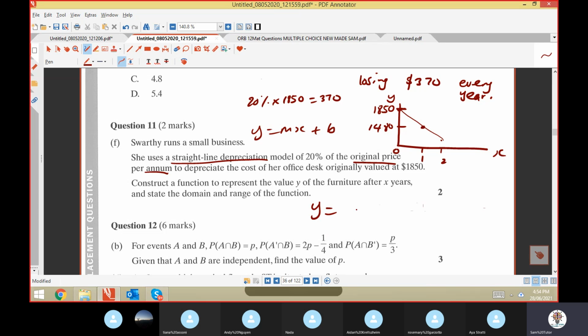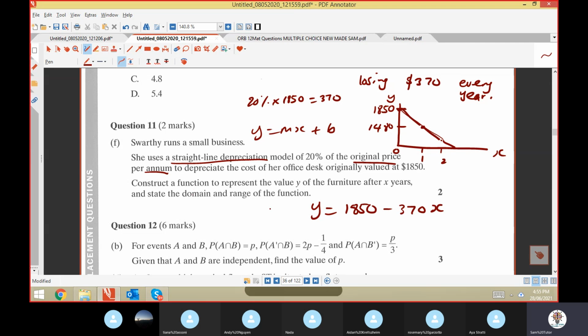So yeah, like I said, your y-intercept is 1850. You're losing $370 every year. So when x is 1, it should give you 1480. When x is 2, it gives you a little bit less. X is 3, and so on. It's not 20% of the new price. It's not 20% of 1480 and so on. That would be compound interest, not straight line, which is where I was mixing it up in my own head. Does that make sense? Yeah, that makes sense. So you're losing 370 every year, that's why it's a straight line.